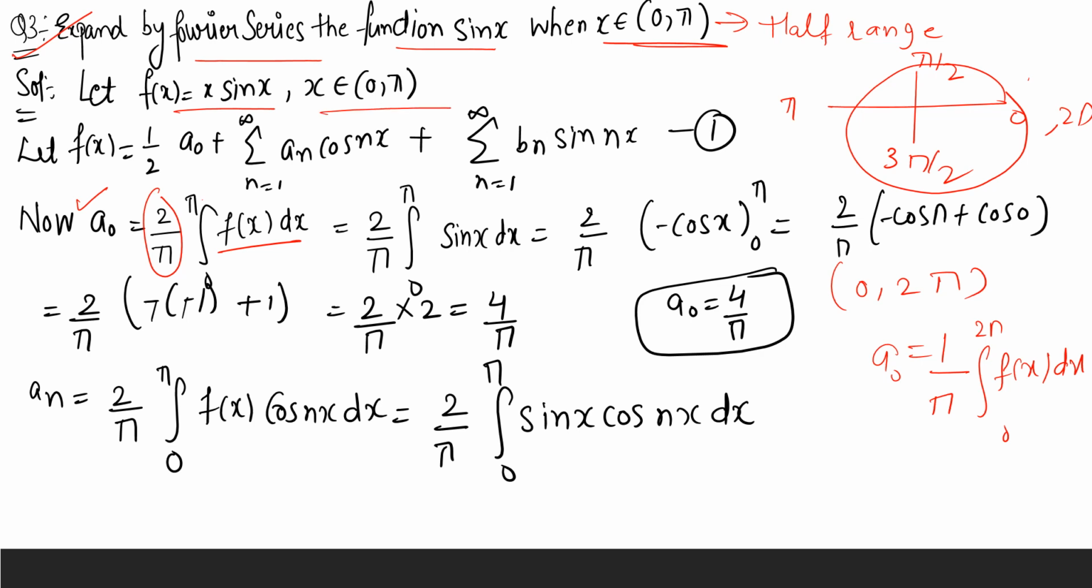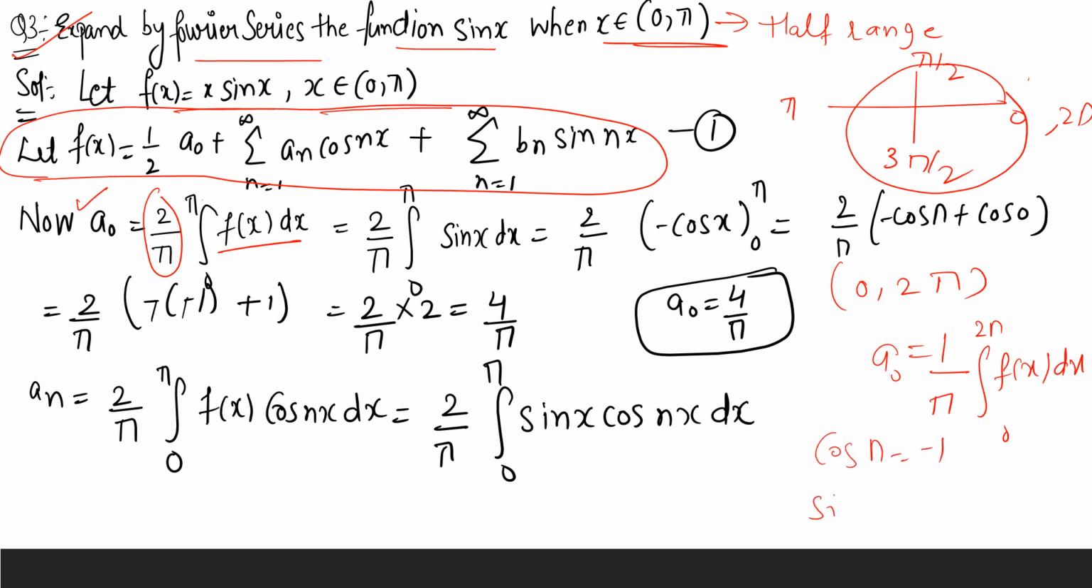f(x) is equal to sin x, x belongs to 0 to pi. The first step is to put f(x) equal to the formula. Then we will solve a naught: 2 upon pi, integral 0 to pi f(x) dx, which is 2 upon pi, integral 0 to pi sin x dx, and that is 2 upon pi times minus cos x from 0 to pi. We put the values pi and 0 here. You know that cos pi is minus 1, sin pi is 0, cos 0 is 1. We put all these values and we get a naught equal to 4 upon pi.